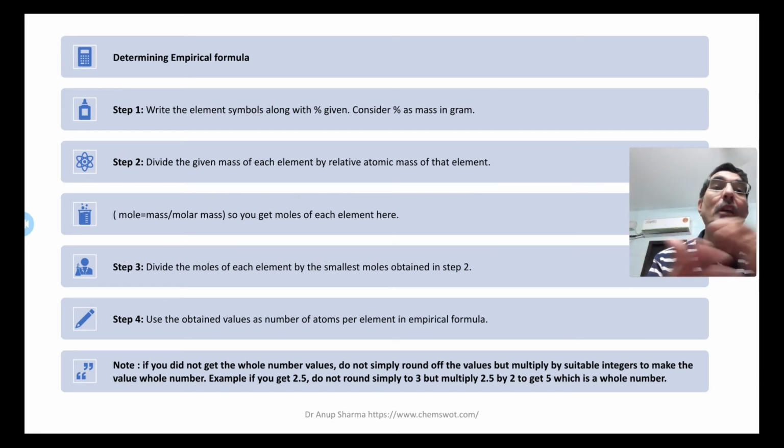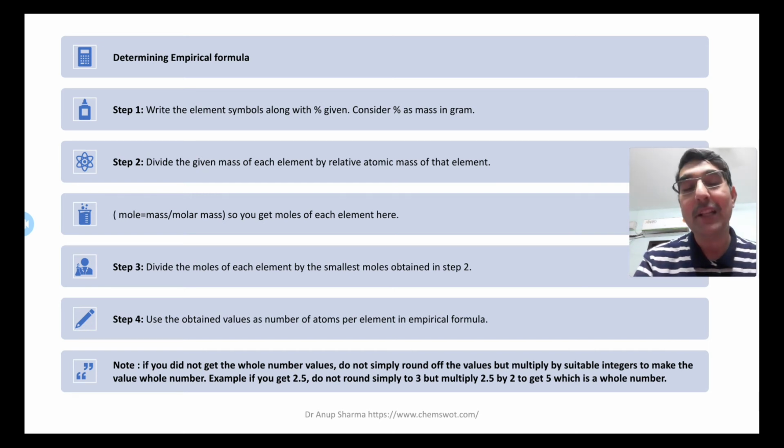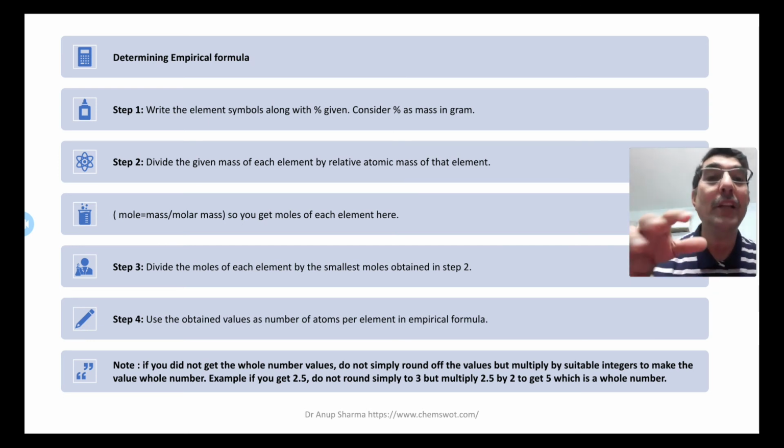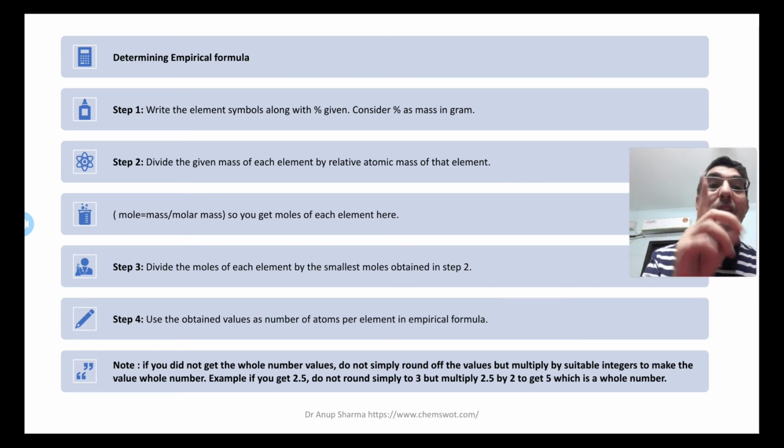Step 2: divide the given mass of each element by the relative atomic mass of that element, not the molecular mass. For example, for oxygen it is 16 only, not 32, because students often get confused and use the molecular mass. No, it is the relative atomic mass, that means per atom, to get the moles. So moles equals mass over molar mass, and you get the moles of each element.